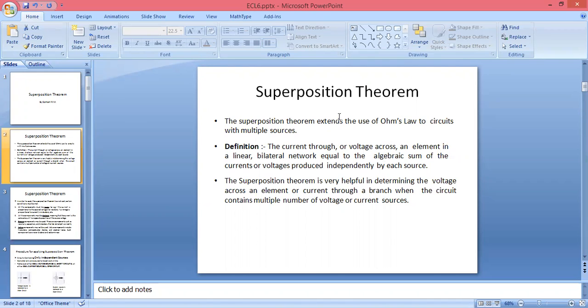मतलब हमारे पास यदि कोई सर्किट है और हमें वहाँ का वोल्टेज या करंट फाइंड करना है और वहाँ पे यदि दो से ज़्यादा बैटरी या फिर दो से ज़्यादा करंट सोर्स दिए हुए हैं, तो कोई भी रजिस्टर में से जो करंट जाएगा वो दोनों बैटरी या दोनों करंट सोर्स की वजह से जाएगा। तो हमें क्या करना है, वहाँ जो रजिस्टर में से जो करंट फ्लो हो रहा है, that current will be the combined effect of these sources.